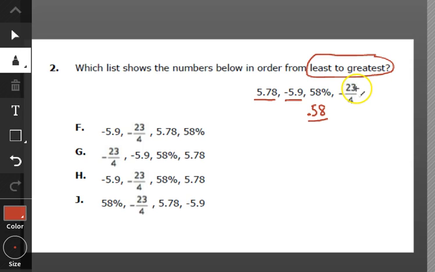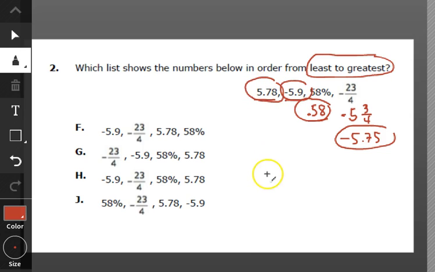So 4 goes into 23 5 times. So we've got negative 5. And then 5 times 4 was 20, so there's 3/4 left. Now, if I wanted to make that into a decimal, which I think is helpful, I'm going to make it negative 5.75. If you need to change 3/4 to a decimal, you could put 3 divided by 4 in your calculator. Okay, so we've got our 4 numbers. We've got negative 5.75, 0.58, negative 5.9, and 5.78.